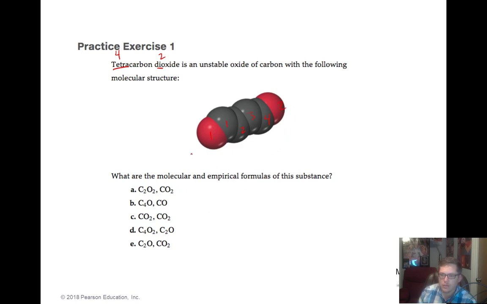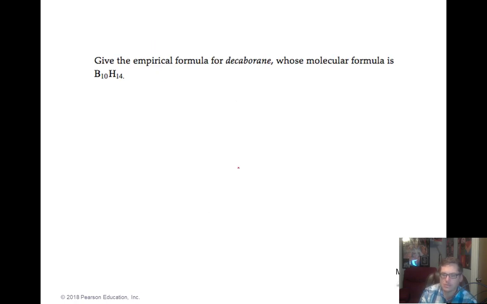So the molecular formula would be C4O2, right? All right, so that's this guy. And then the empirical formula, we divide these by 2, because that's the lowest whole number ratio, and it becomes C2O, which matches that. So D would be the empirical formula for that substance.